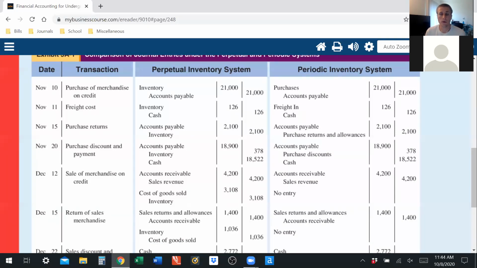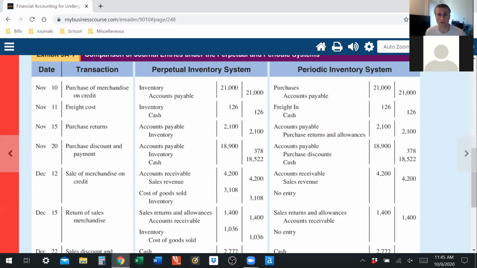So during the period when you purchase inventory, instead of debiting inventory like you would under the perpetual system, you debit an account called purchases. Whenever you return inventory that you previously purchased, instead of crediting inventory, you credit an account called purchase returns and allowances. It's a contra account to purchases. Suppose you have to pay shipping on the inventory that you buy. If you were using a perpetual system, you would debit inventory for the shipping cost. You would credit cash. But if you're using a periodic system, you debit a temporary account called freight in.